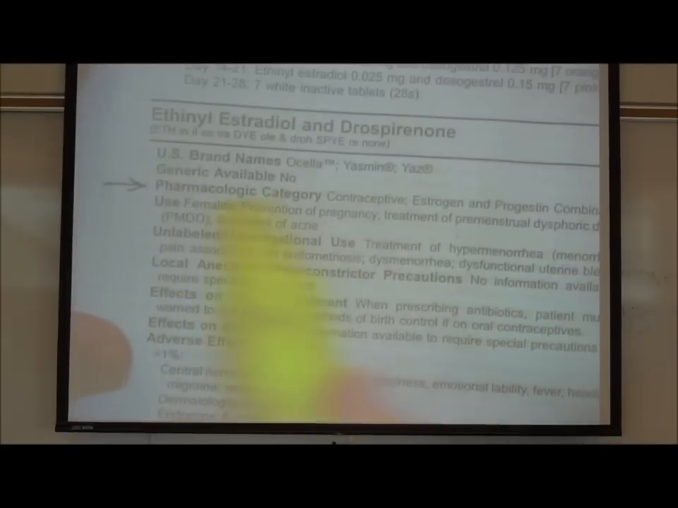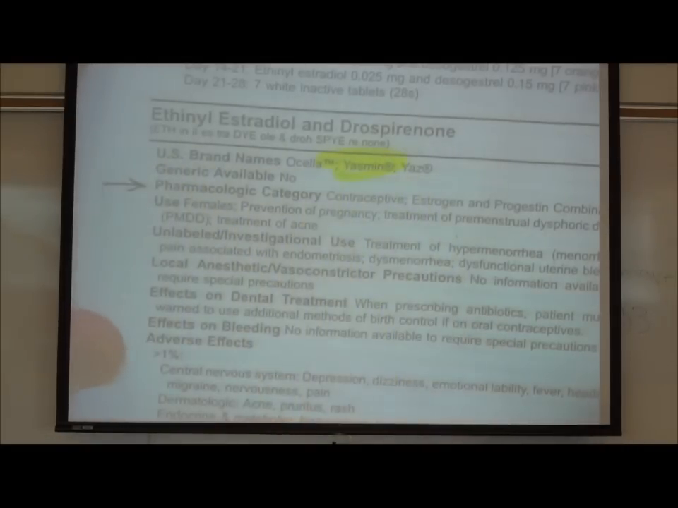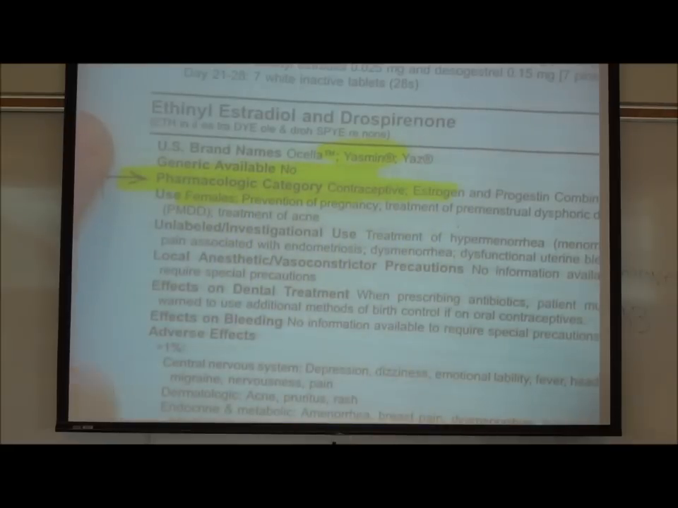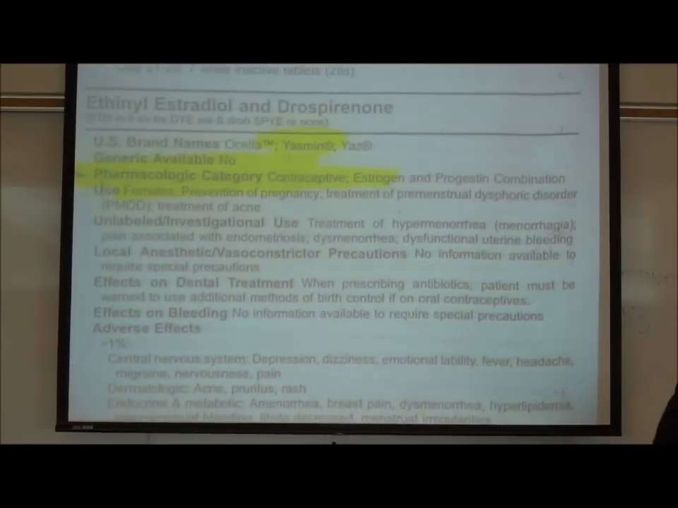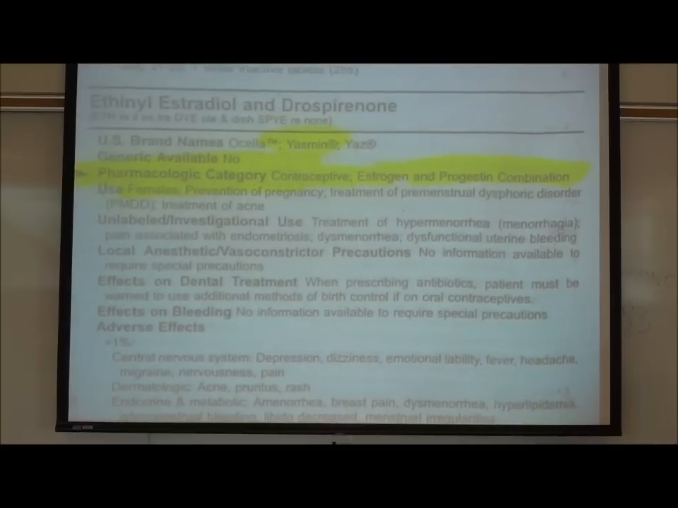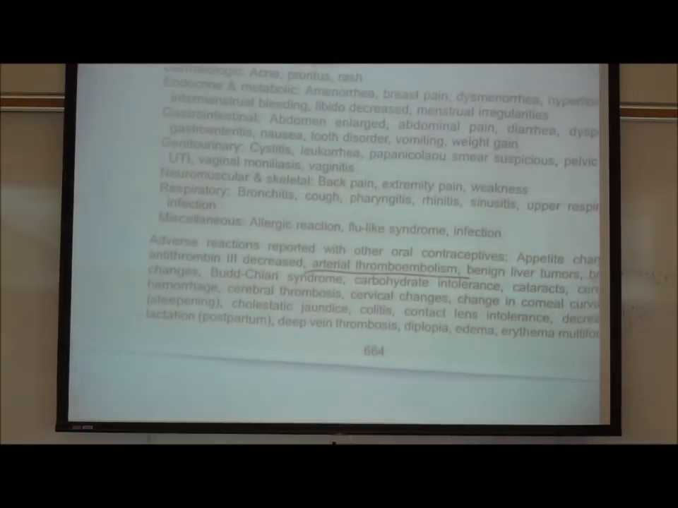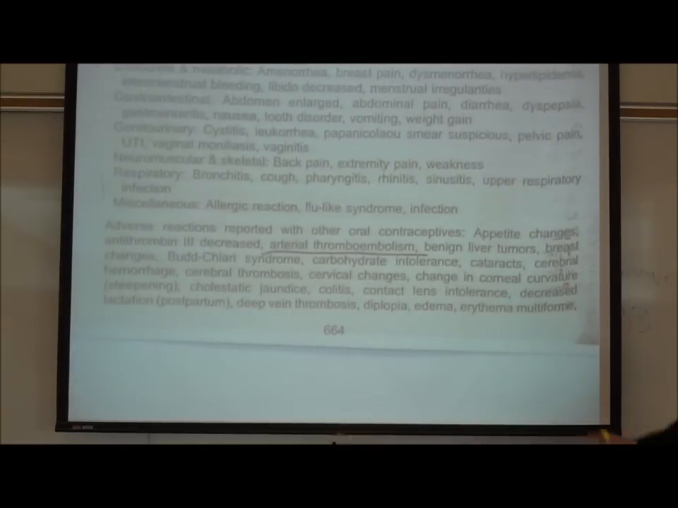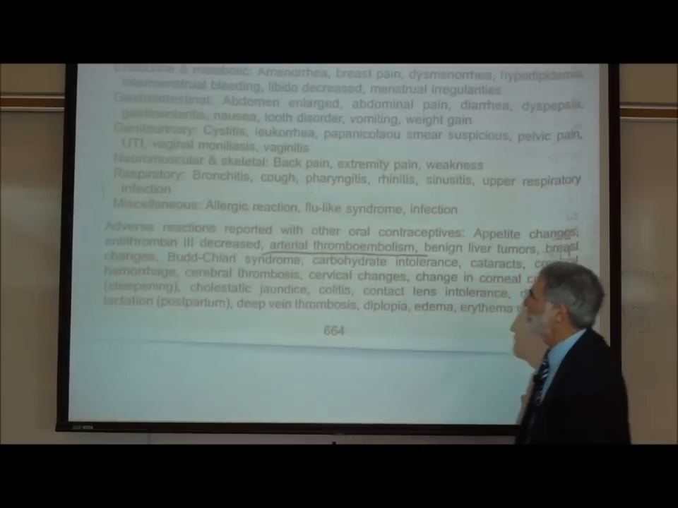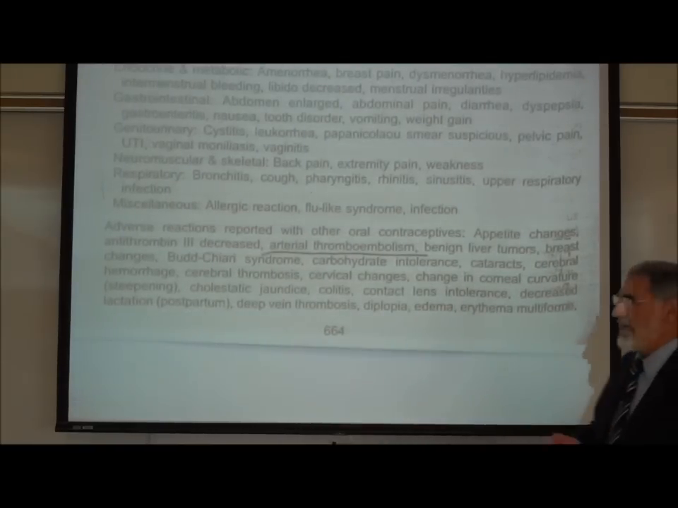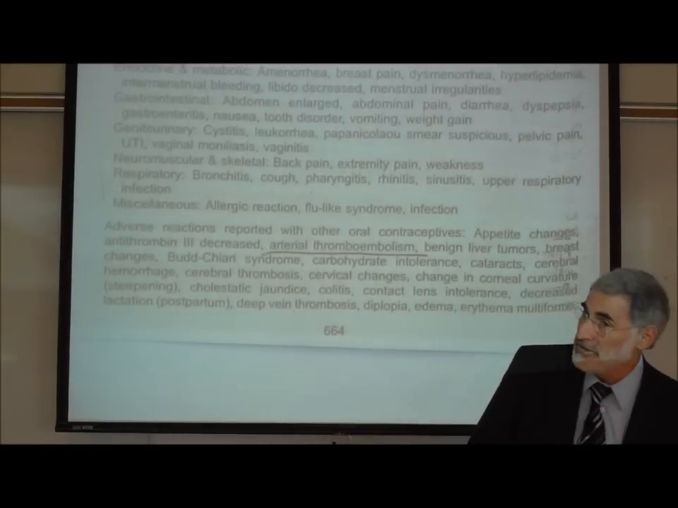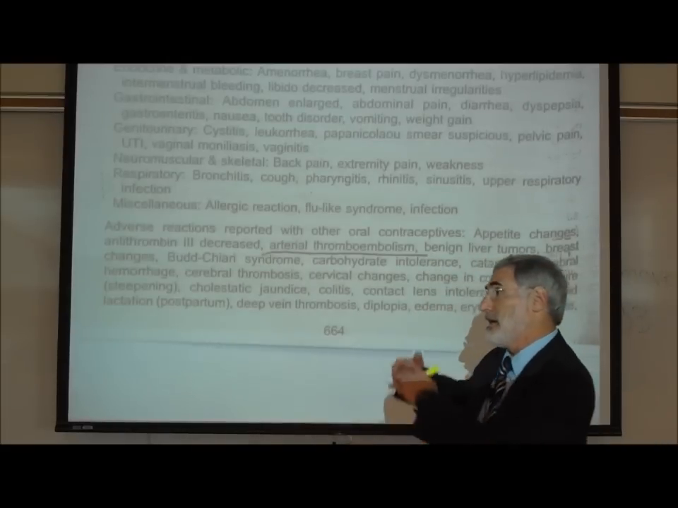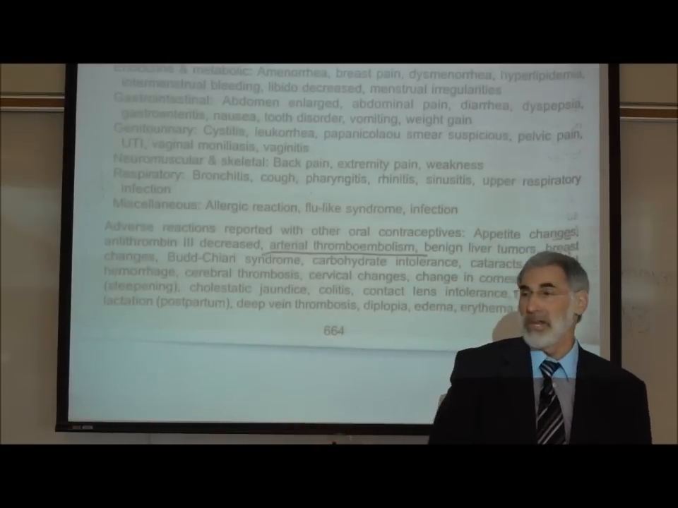This is a product, and one of the brand names is Yasmin. The pharmacologic category is a contraceptive. It's got estrogen and progestin, that's what they call progesterone, and it's used to prevent pregnancy and also for treatment of premenstrual dysphoric disorder. Towards the bottom, adverse effects. One of the adverse effects you'll notice is a slight increased risk of arterial thromboembolism. And this is also the reason why many gynecologists are reluctant to prescribe estrogen in postmenopausal women.